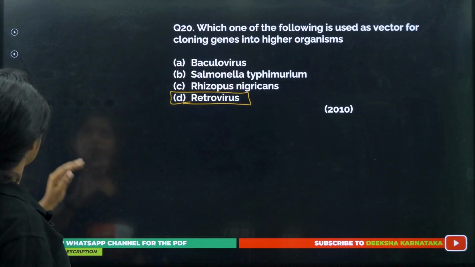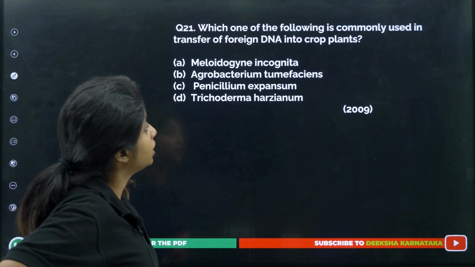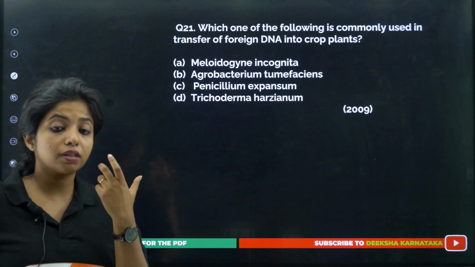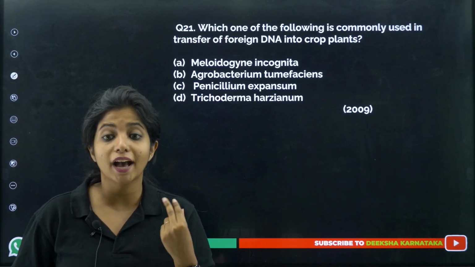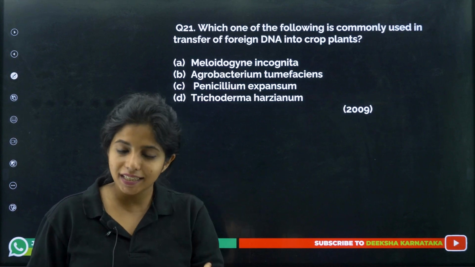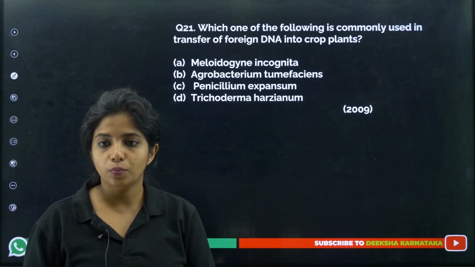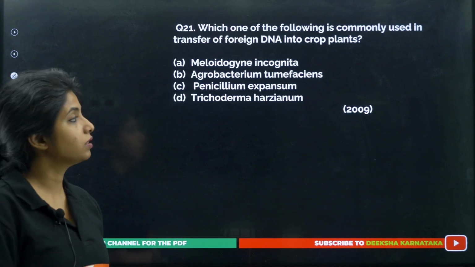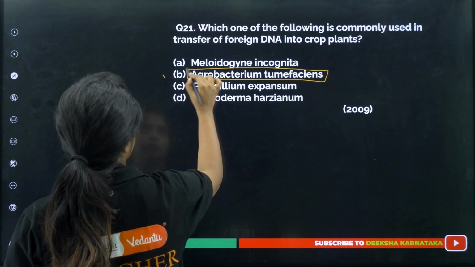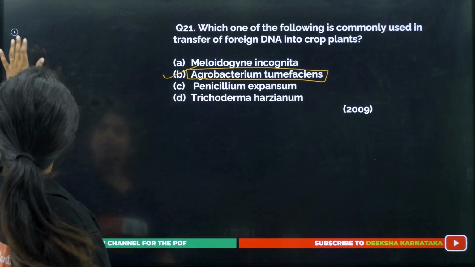Question number 20, my dear children. 21. Which of the following is commonly used in transfer of foreign DNA into crop plants? Again, it's a plant, and for plants I told you there is a certain vector known as Agrobacterium tumefaciens, which has the Ti plasmid, which has the T DNA. You cut out the T DNA, insert your gene of interest, and put it back. So the answer for this question becomes Agrobacterium tumefaciens. Cool? Next question.